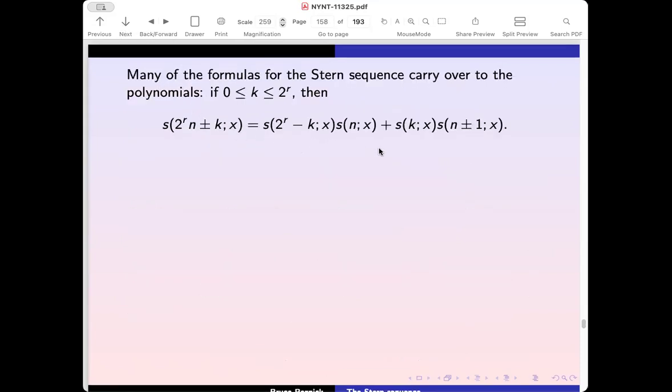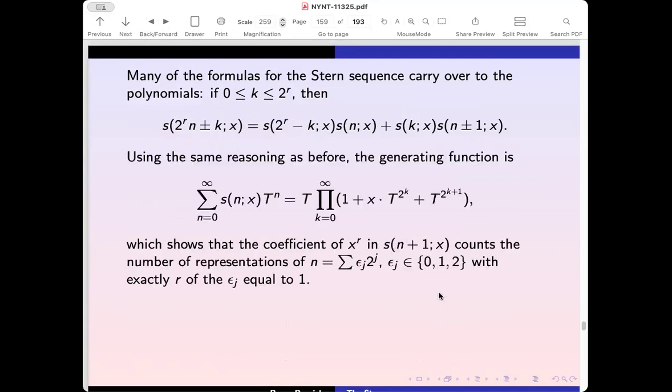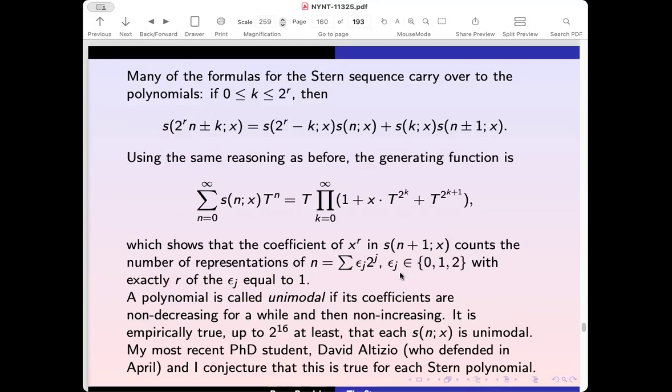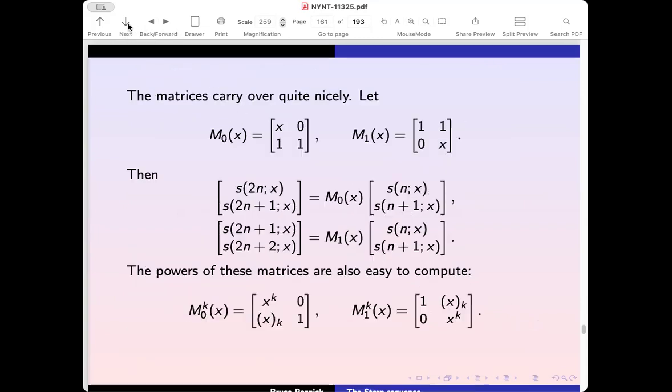Many of these formulas carry over to the polynomials, and then if you put x equal to 1, you get back the formula for the Stern sequence. This is the generating function. This is the coefficient of x to the r in S(n+1). A polynomial is unimodal if its coefficients are non-decreasing for a while and then non-increasing. It's empirically true that each S_n(x) is unimodal, and David Altizio, who defended in April, and I conjectured that this is true for each Stern polynomial, but we have not proved it.